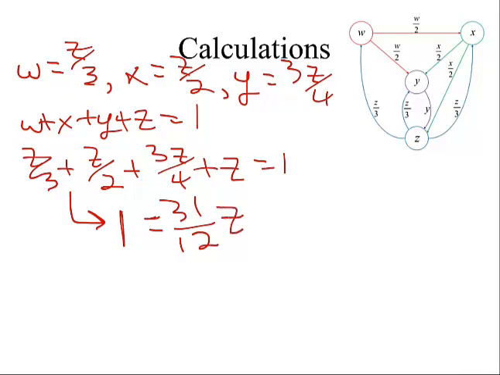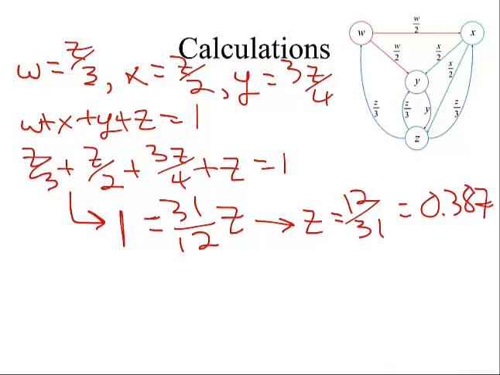It's kind of a messy fraction. And that means that Z has to be equal to 12 over 31, which is 0.387. And so again, what that means is that there's roughly a 38.7% chance that we're going to be on page Z at any given time, which means that Z has an importance score of 0.387. So now we can use these other relationships to solve for the other importance scores.